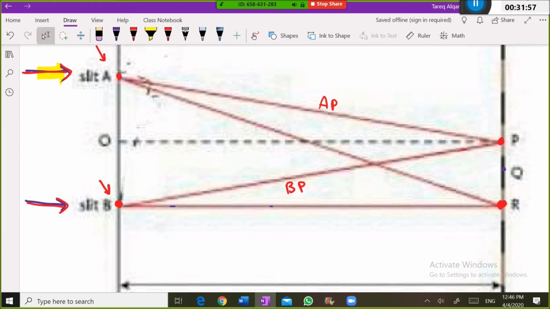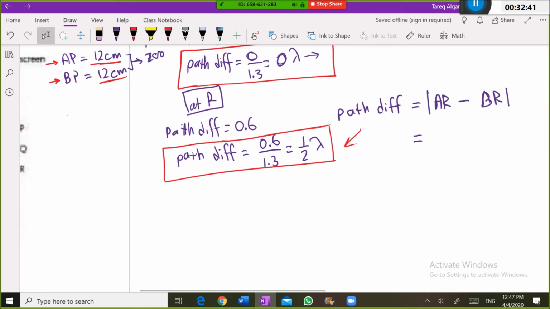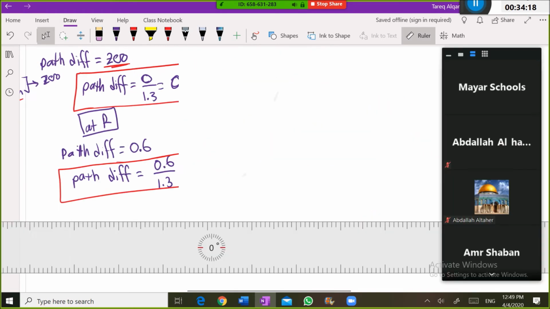Now let's take point R. At point R, guys, we have two waves meet, let's say to simplify things. Waves are coming from A to R. Waves are coming from B to R. Okay? Measure the path AR and measure the path BR using a ruler. AR I found before. It's 12.6, 12.5 sorry. Okay.